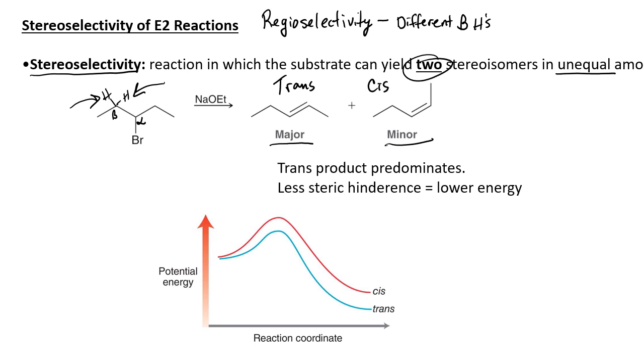So if you have two beta hydrogens on the same carbon, you're going to get a mixture of cis and trans. Trans will always be the major product, always. Trans is always the major. Cis is always the minor. The reason is that trans is lower in energy. It's a more stable product than the cis due to the steric hindrance or steric strain.